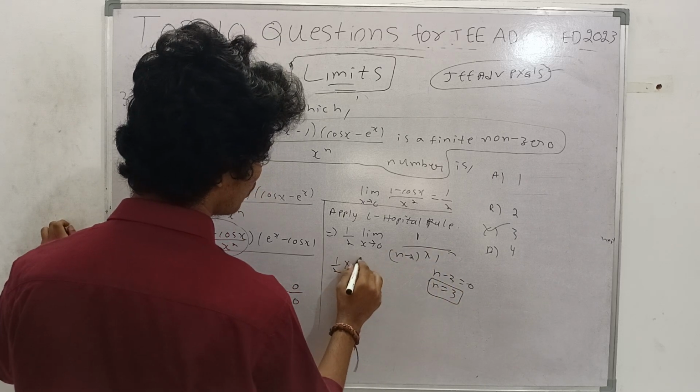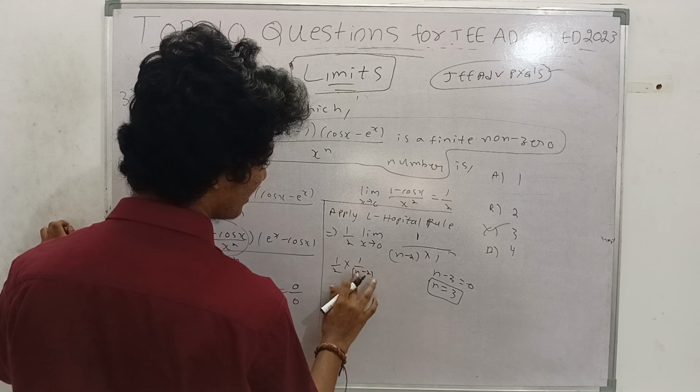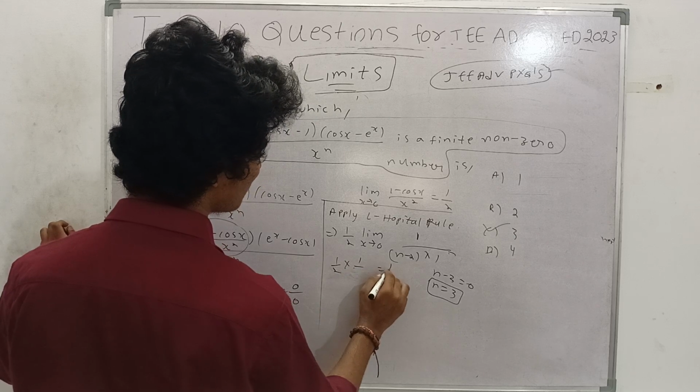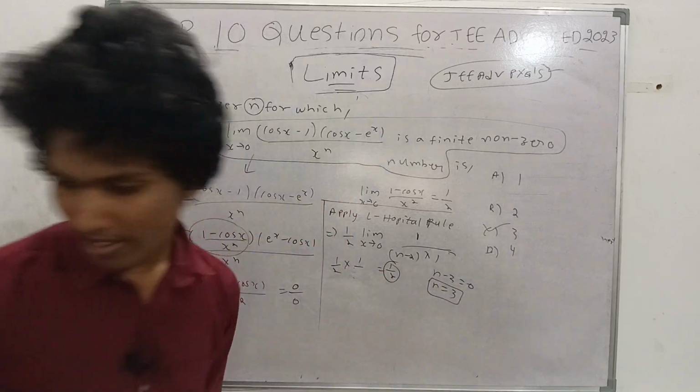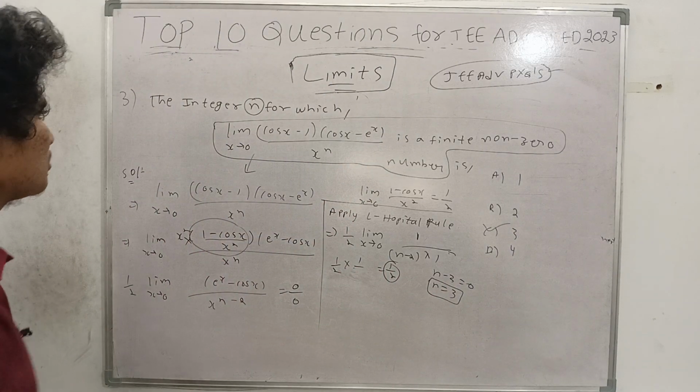So the final answer is 1 by 2 into n minus 2. When n equal to 3, it will be 1 by 2, so it is a finite non-zero number. So it is correct, n equal to 3 is correct. Wait, I will check the answer. Yes, correct only. So like this you have to do.